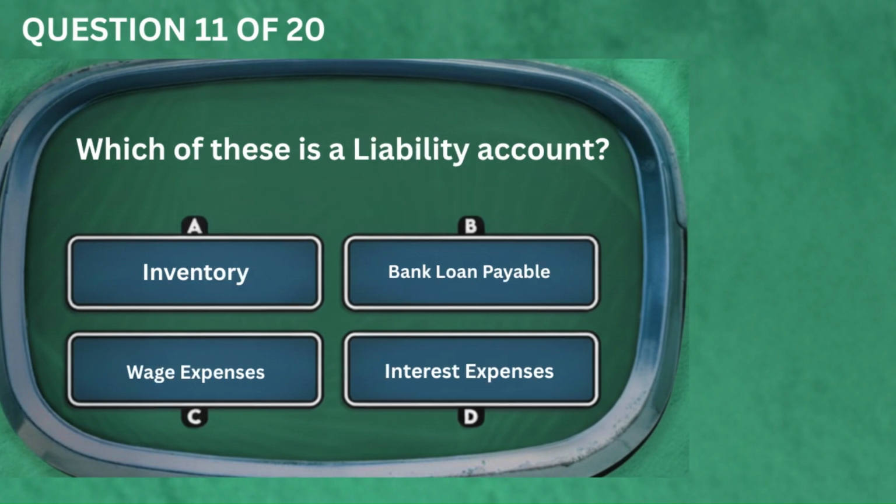Question 11. Which of these is a liability account? Options are: is it inventory, bank loan payable, wage expenses, or interest expenses? B again. Bank loans payable represent money the business owes to a lender. It's a liability because there's an obligation to make an economic sacrifice in the future.